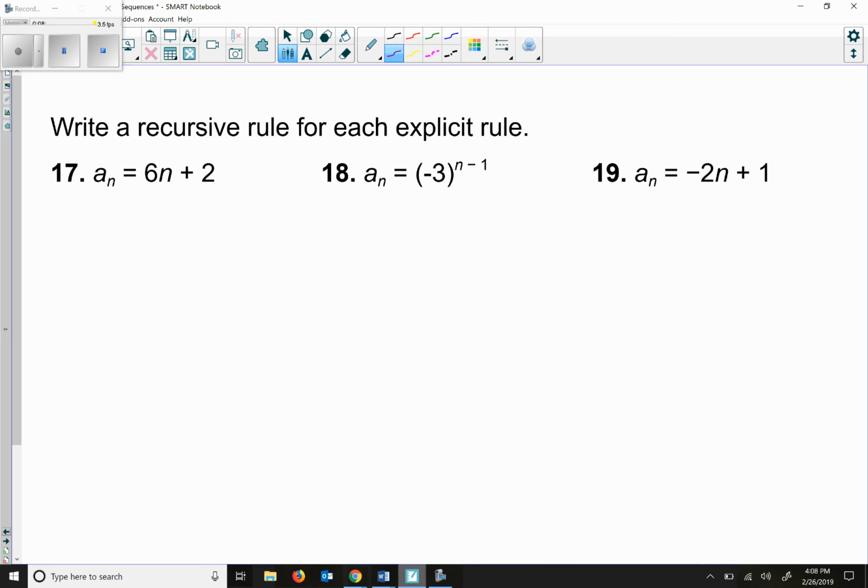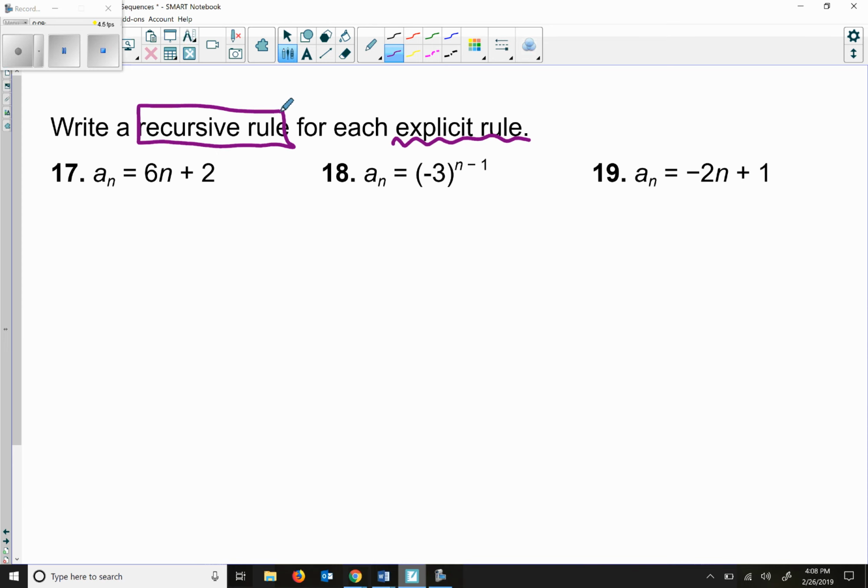So the directions before were to write a recursive rule for each, write an explicit rule for each recursive rule. So now we're working backwards. Now we're writing a recursive rule for each explicit rule. Okay, so we're given the explicit rule, basically the stuff that we just found on the last slide, and we're going to come up with the recursive rule.